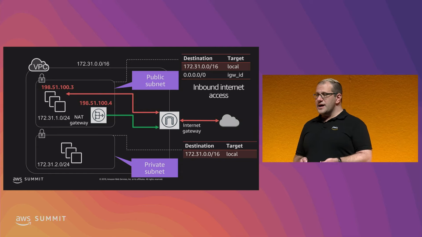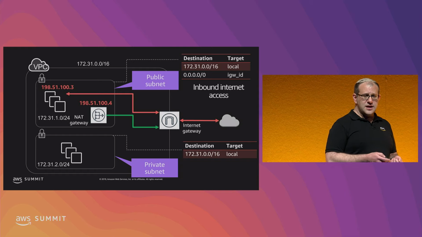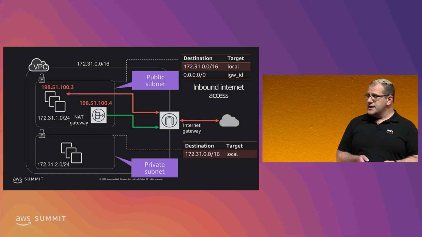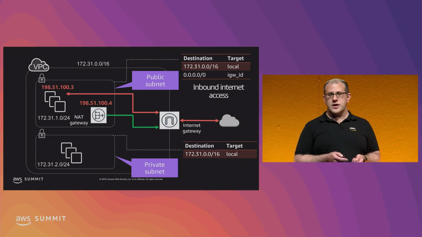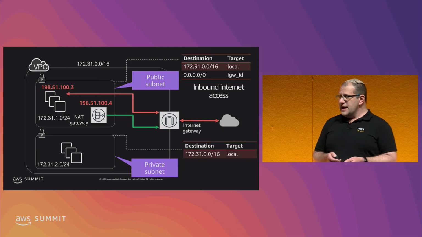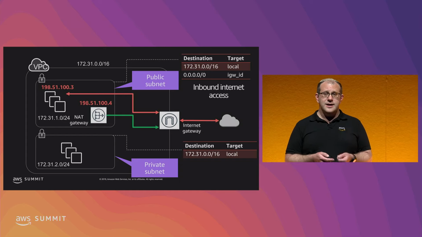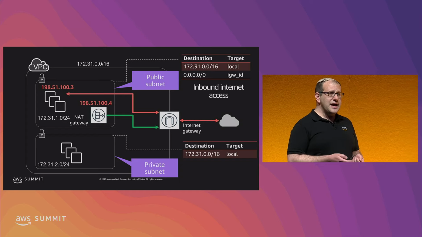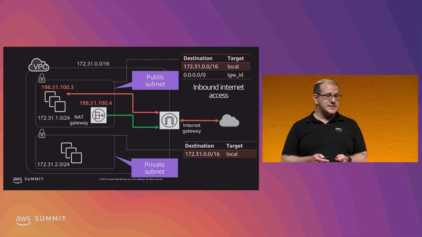NAT gateway is a one-way valve. It allows systems inside AWS, inside your VPC, to get out to the internet, but it only allows responses to requests that have come from inside. If a request comes from the internet and tries to get through the NAT gateway, it will get rejected. The NAT gateway is a one-way valve that only allows responses to requests from inside.